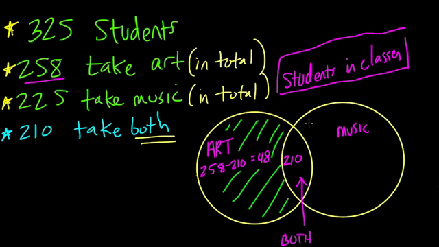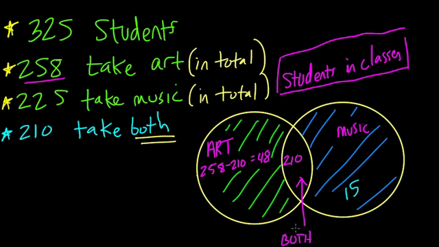Now on the other side over here, when you figure out this number of students, that's students who are in music, not both. So if there are 210 in both and 225 in music, then there are 225 minus 210, or 15 students who are just taking music. So here you can say there are 48 students who just take an art class and 15 who just take a music class. And then they might ask, how many students take neither art or music?